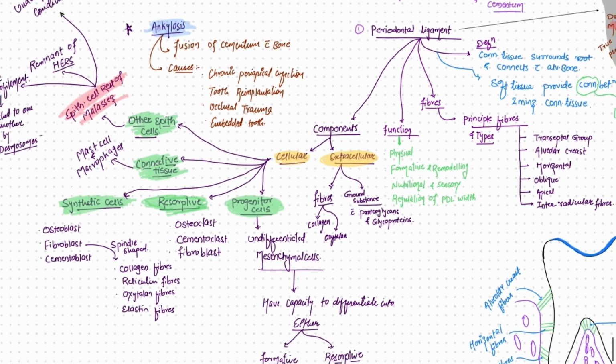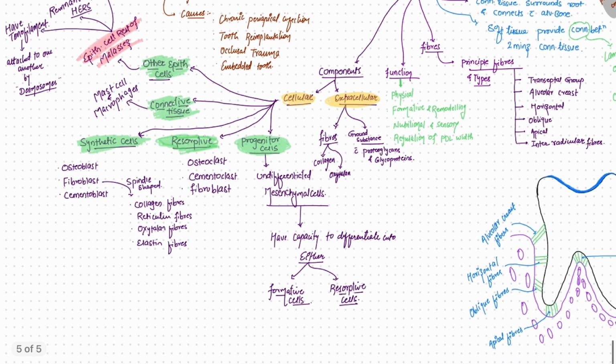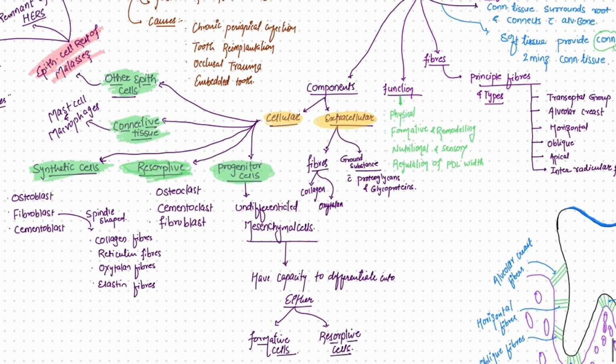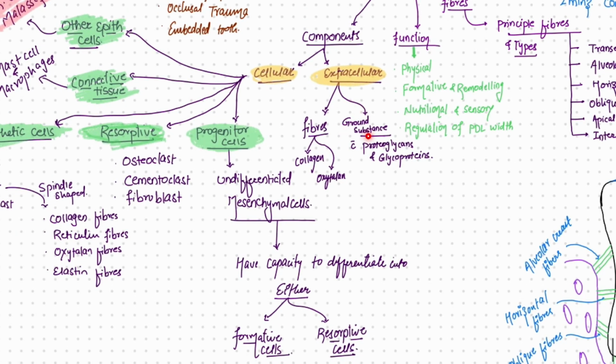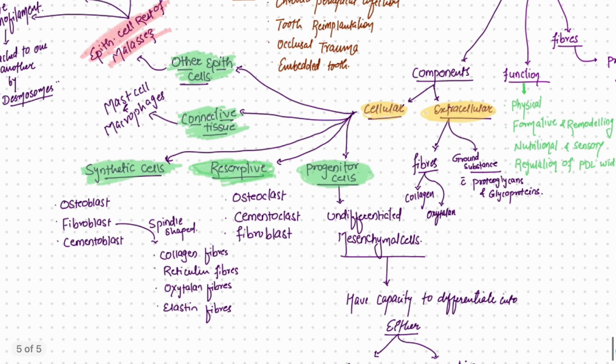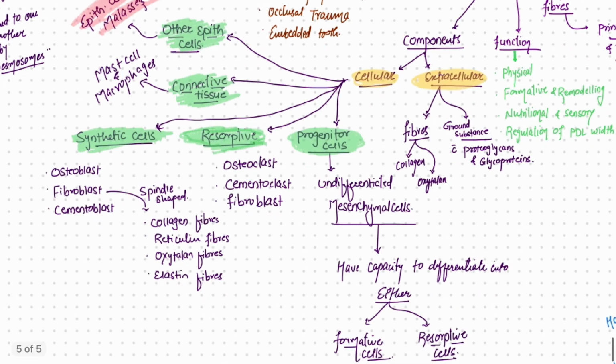Now after that, let's come to the components of the periodontal ligament. The periodontal ligament has been categorized into two components. The first is the cellular component and the extracellular component. In the extracellular component, we get the fibers, the collagen and the oxytalan, then the ground substance with proteoglycans and glycoproteins. In the cellular component, this is the important portion. The cellular component plays an important role. How does it play the important role?